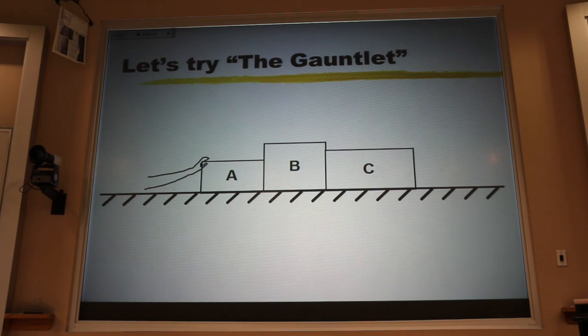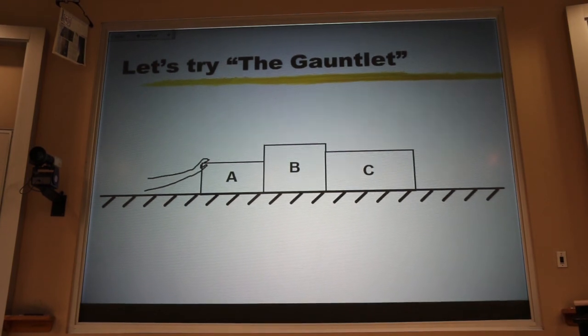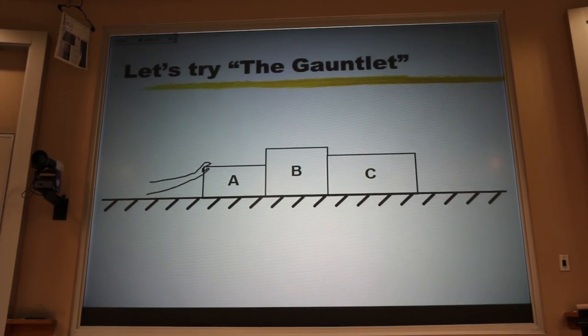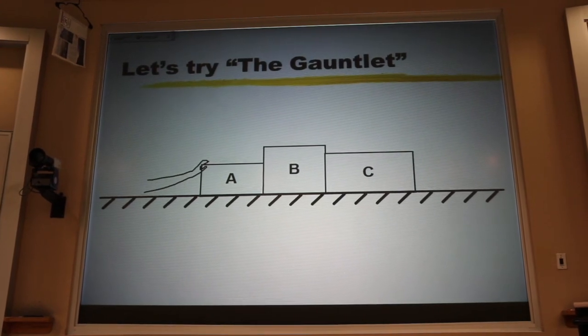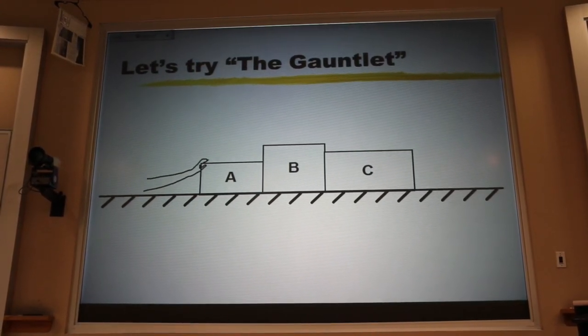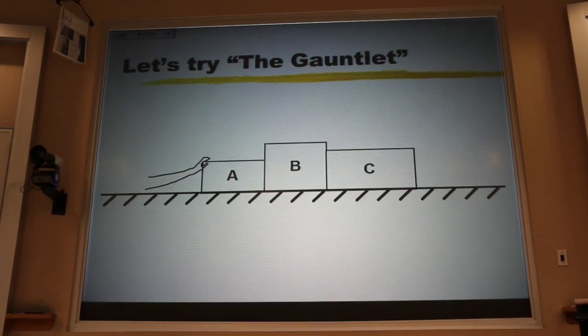So ever since then, I've called it the gauntlet. And I want you to run the gauntlet and see how far you can get through it. You make it all the way to the end, you're ready. You're going to do just fine next Thursday. If you don't, we got some work to do.